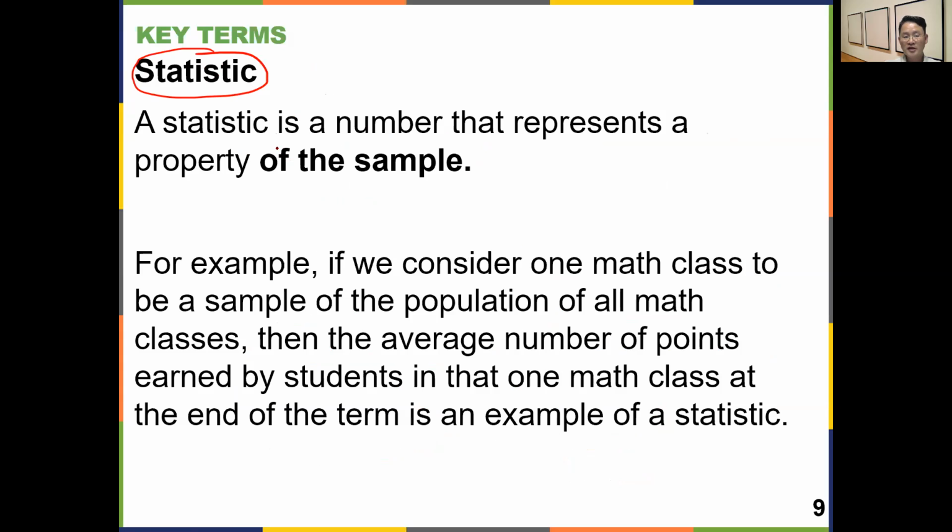Now, the contrasting idea is statistic. So what is a statistic? Look at this. A statistic is also a number, but that represents a property of a sample, right? So any type of number that we extract from the sample is going to be a statistic.